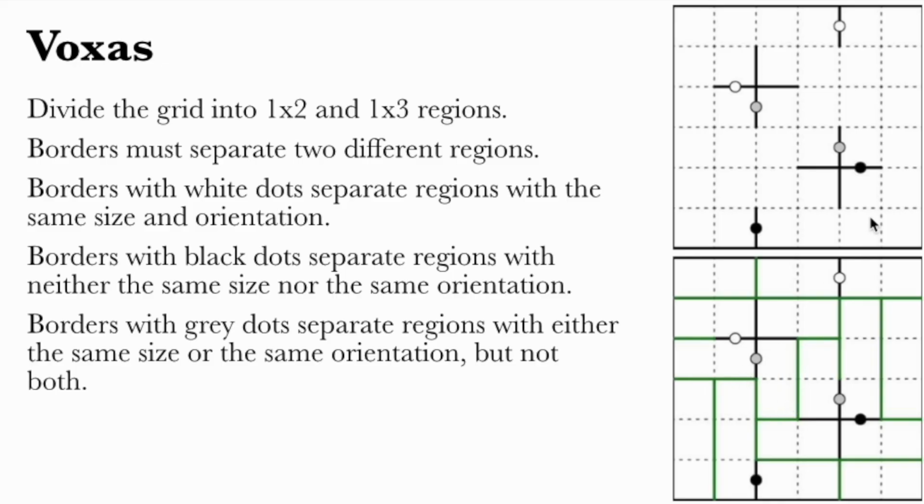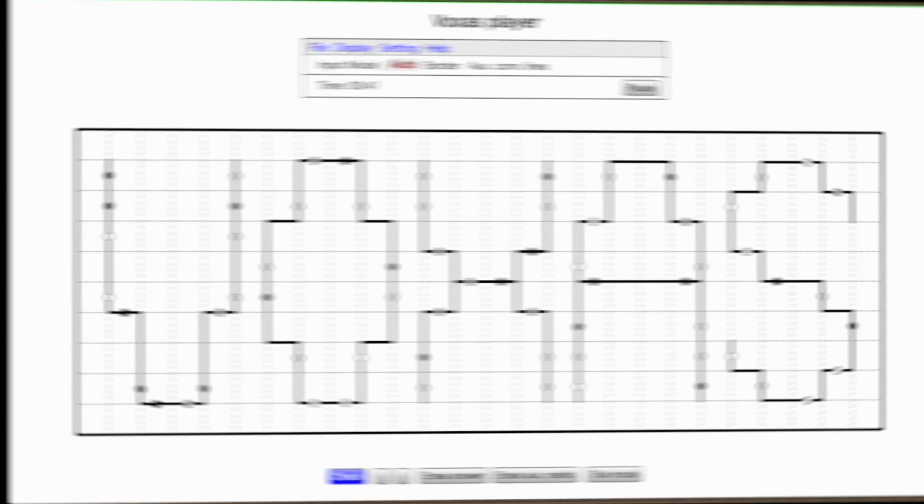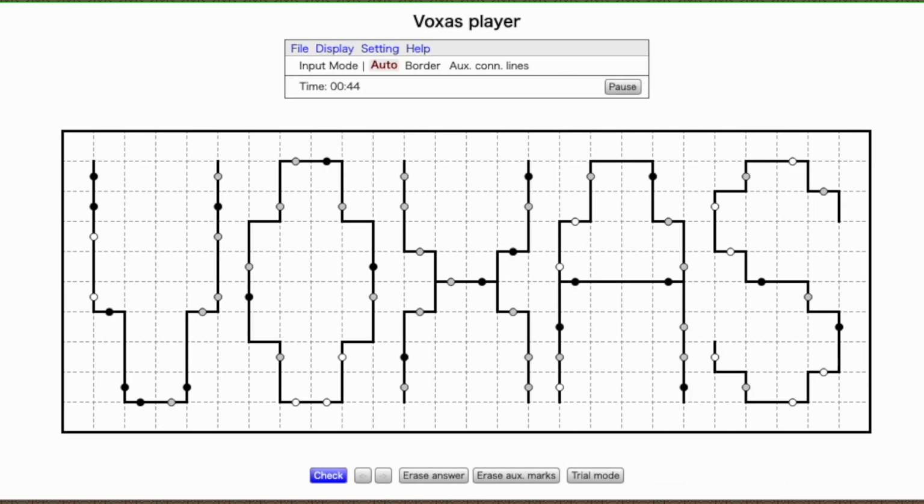Those are all the possibilities, and as you can see, regions might not be separated by a dot at all. But if a dot is present, they must follow those rules. Also, not present here in this example is the fact that regions could be separated by more than one dot. That's perfectly legal as well. Those are all of the rules of Voxas, so it's time to solve a puzzle. Today's Voxas puzzle was set by Eric Fox.